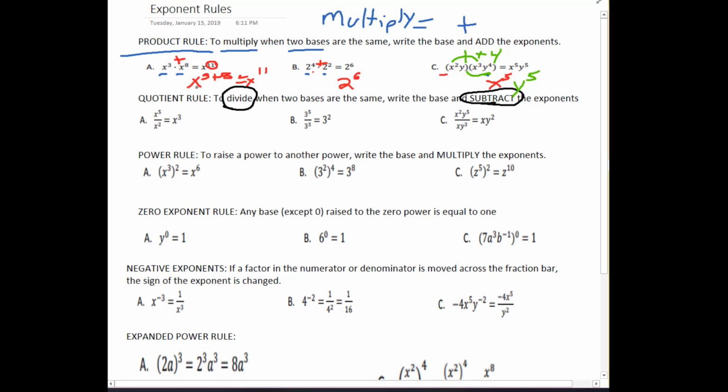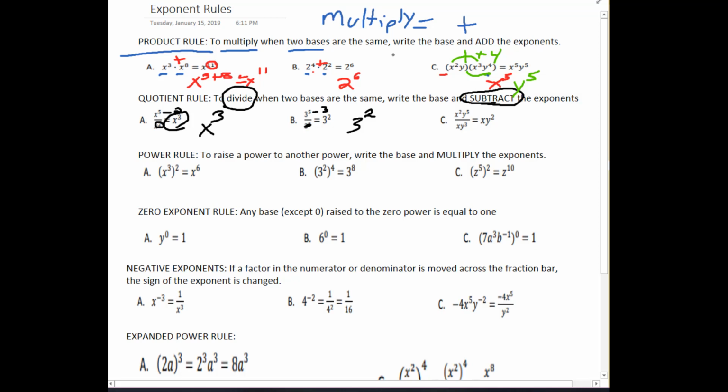So here, I have the 5 on the top and the 2 on the bottom. So I'm going to keep the same base and subtract 2. So 5 minus 2 is 3. So I keep the same base, and I have x to the third, which is correct. Let's do it again. We're going to subtract 5 minus 3. So this goes away. We keep the same base. 5 minus 3 is 2. And that's that.